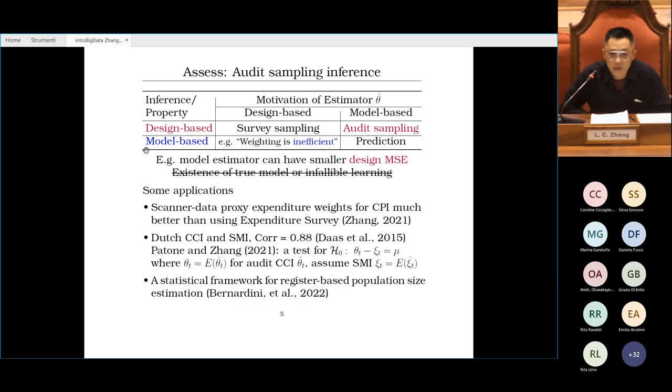And recently, colleagues at Stats Italy have also been talking about the statistical framework for register-based population size estimation, where they start taking into account the idea of how to do audit sampling. So I can produce population counts by purely register-based methods. So I don't need any survey for that. However, I know this number is not perfect. I need to say something about the error, so I can conduct an audit sampling.